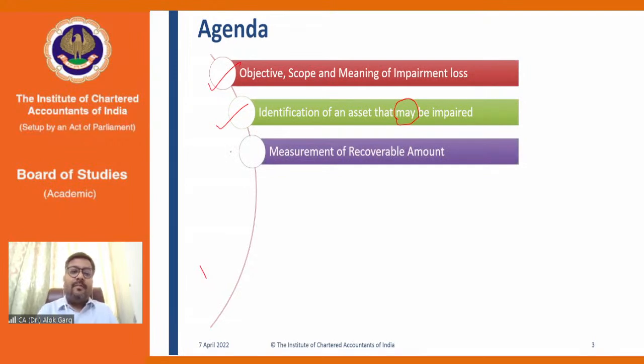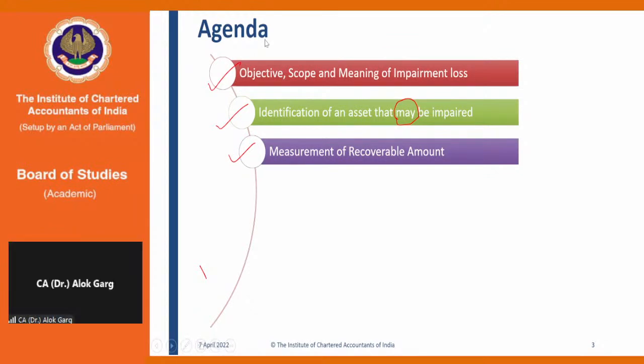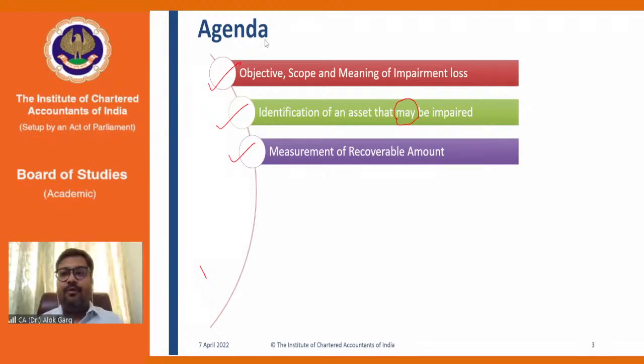The third, of course, we'll talk about recoverable amount. And I know that this word recoverable amount is not new for you guys. You guys are CA final students, and in accounting standard 28, we have learned about recoverable amount. What is recoverable amount? Recoverable amount is higher of fair value less cost to sell and value in use, right? Okay.